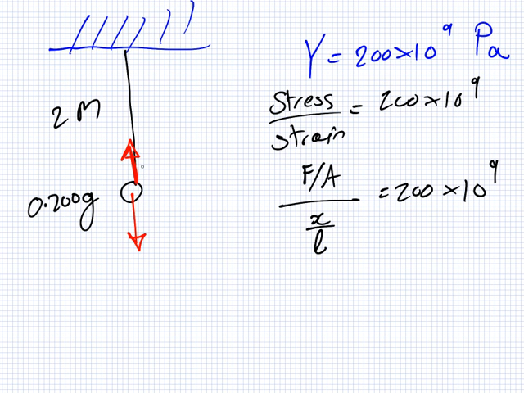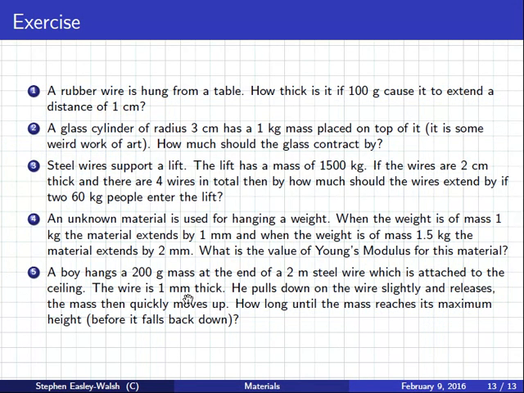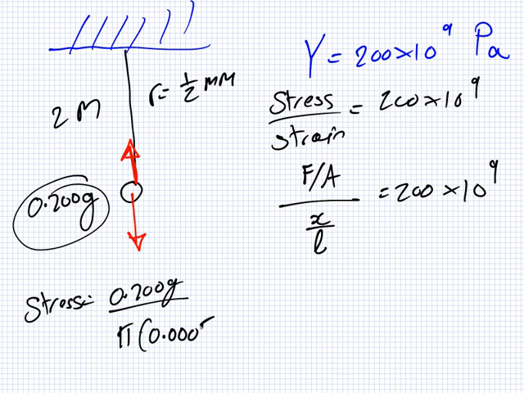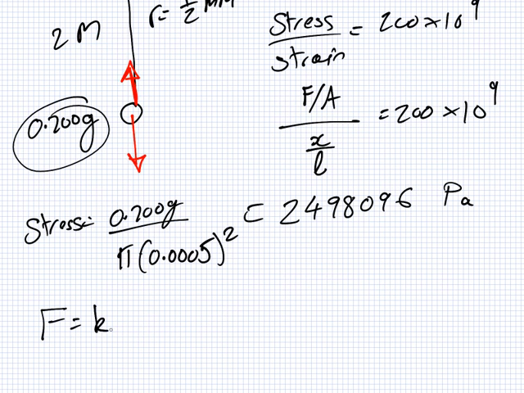But the force going up here, well, it's equal to this 0.200 g. Oh, and I think I tell you the thickness as well. The wire is 1 millimeter thick. So the radius is half a millimeter. Okay, so you can know that the stress is 0.200 g over pi r squared. So let's see what that number is. 2,498,096 pascals.